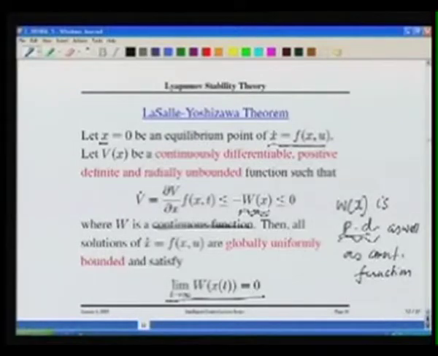W(x(t)) as t tends to infinity will become 0, and this is the LaSalle-Yoshizawa theorem, and this theorem is very important to determine the convergence of trajectories, as we will see later in this course. So, if W(x) is positive definite, then the equilibrium point is globally uniformly asymptotically stable.